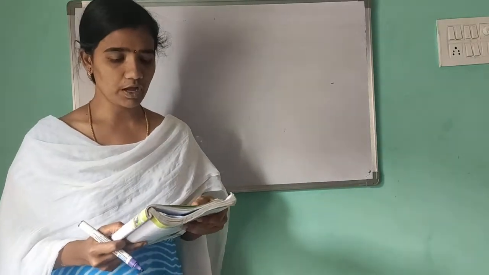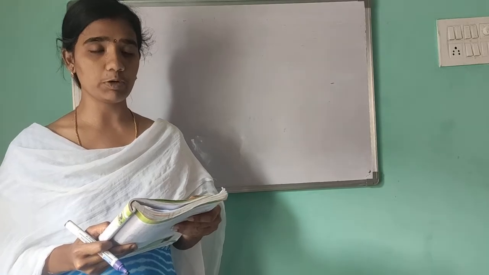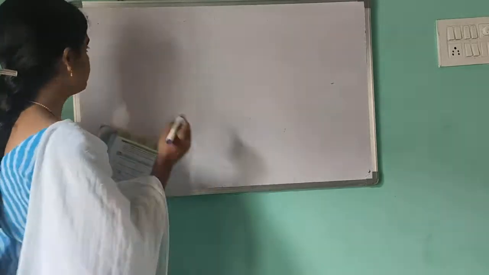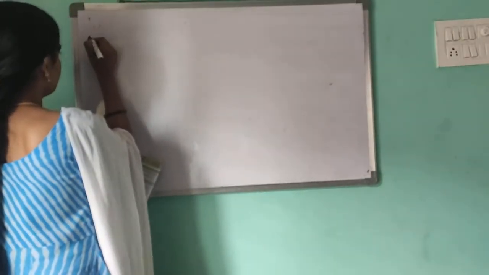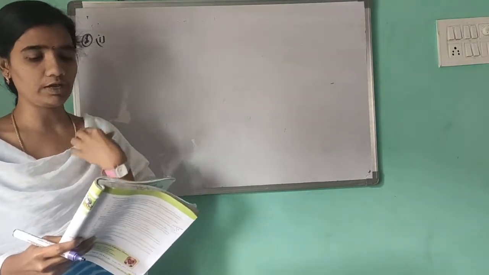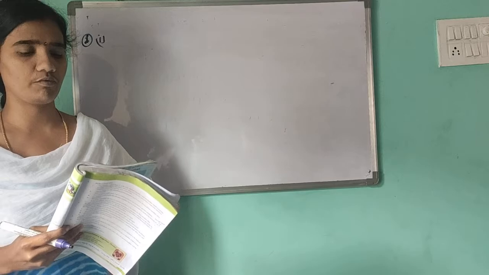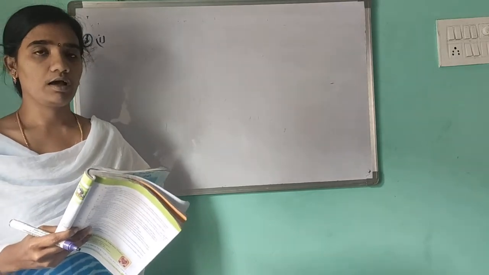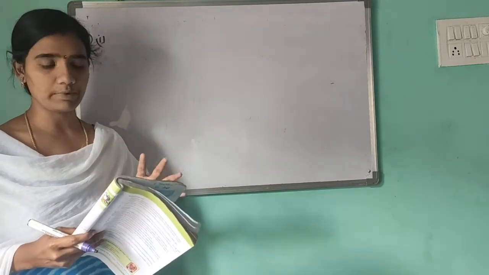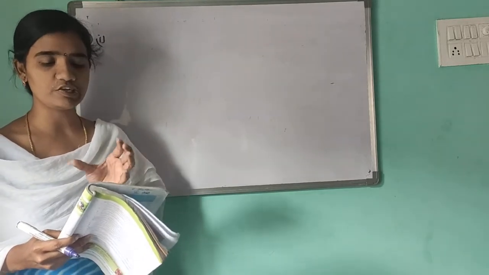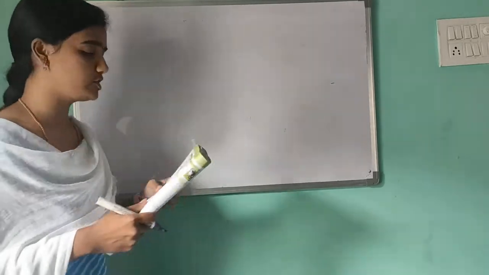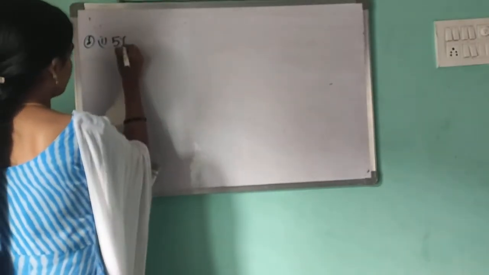Check first one. Which of the following numbers are divisible by 4? Let's see. First one, first bit. Here, 5 digits is given. So, out of 5 numbers, you can check which numbers are divisible by 4 and which number is not divisible by 4. Let us see. First one, 572.